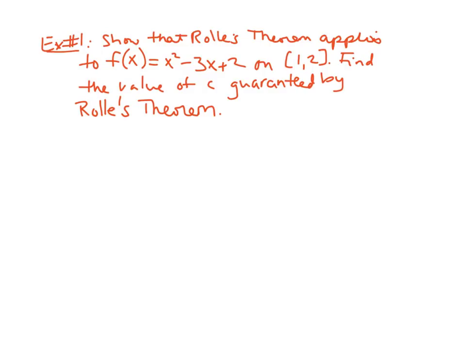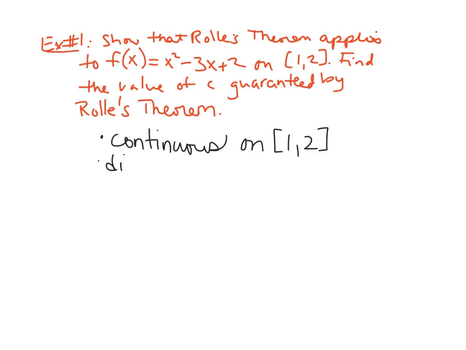So here's our first example. We are going to show that Rolle's theorem applies to this function, f of x equals x squared minus 3x plus 2, over the interval between 1 and 2. And this is asking you to find the value of c guaranteed by Rolle's theorem. So the first thing we need to do is show that Rolle's theorem applies. To show that, the first thing we need is for it to be continuous. And you'll notice that our domain of this is all real numbers. It actually does not need to be all real numbers as long as it's continuous on this interval.